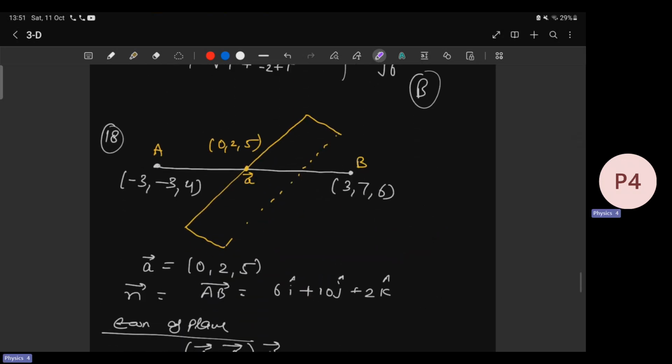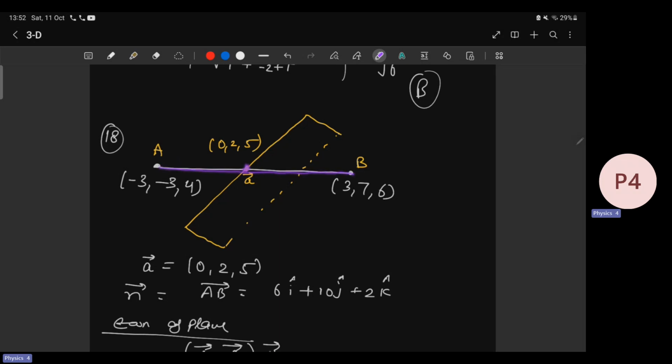Now question number 18. The plane which bisects the line segment joining these two points. So these are the points A and B, and this is the line segment joining A and B. There is a plane which is bisecting this line. Bisecting means it is cutting the line in equal parts. It clearly means the point of intersection of the line and the plane has to be the midpoint of this line segment.